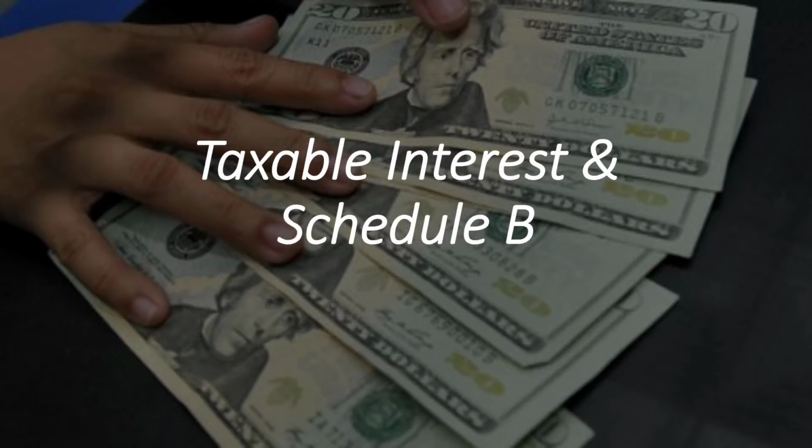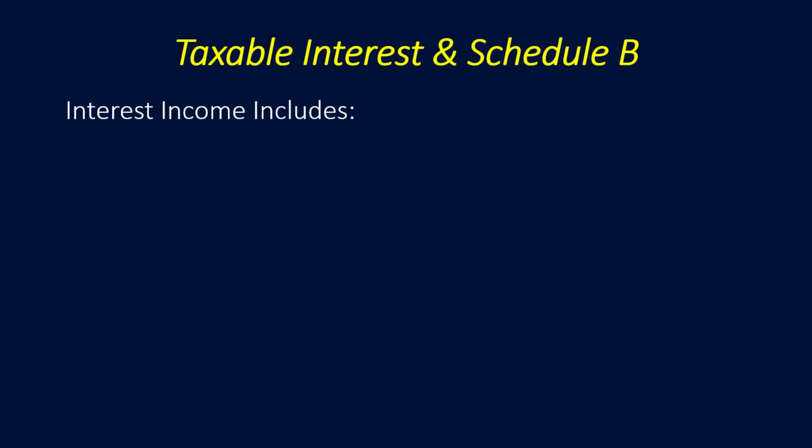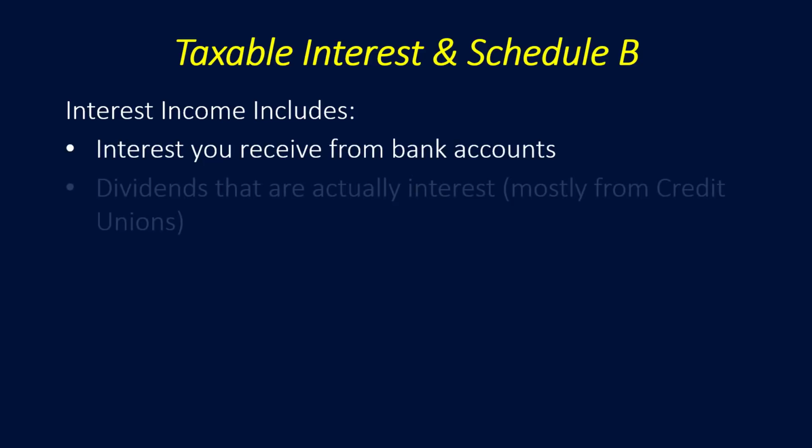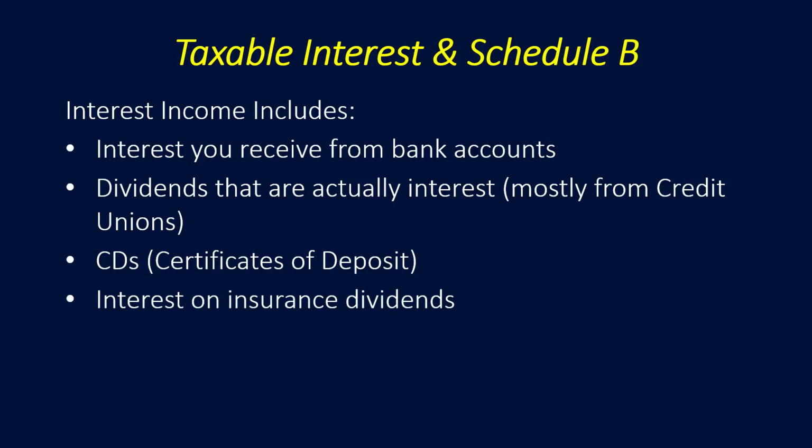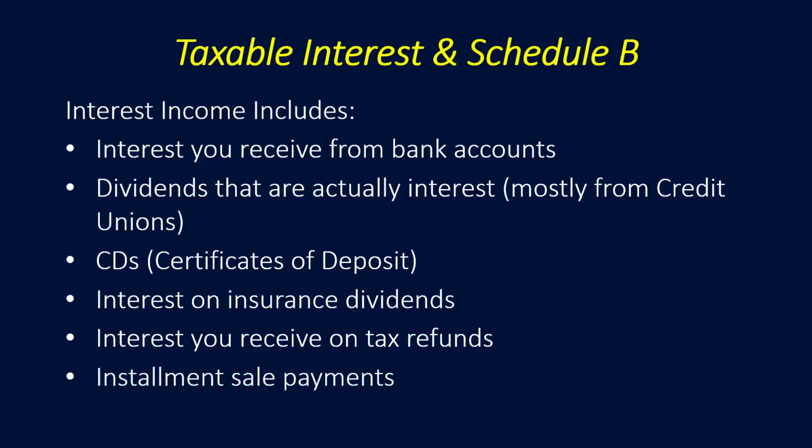Next, taxable interest and Schedule B. Taxable interest income includes interest you receive from bank accounts, dividends that are actually interest, mostly from credit unions. Credit unions typically call the interest on their accounts dividends. And CDs, certificates of deposit. Interest on insurance dividends is taxable. And interest you receive on tax refunds is taxable. Installment sale payments. If you sell a piece of land, part of the sale may be the principal and part of the sale may come across as interest.